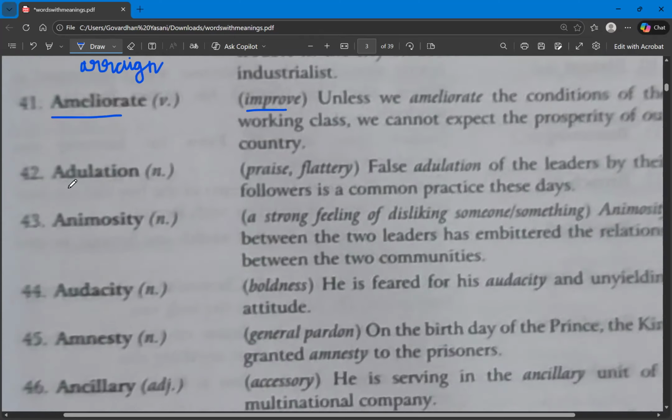The next one, adulation. Adulation means flattery, praise, and what are the other words? Cajole, coax, wheedle, bootlicking, obsequiousness. So these are all the synonyms for the word adulation.